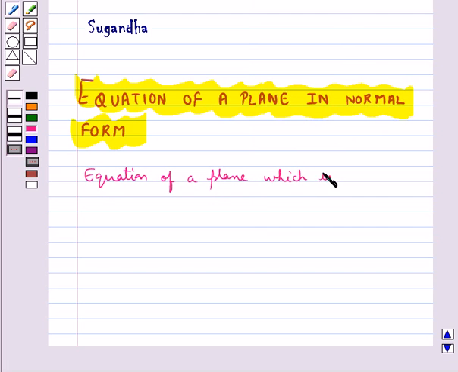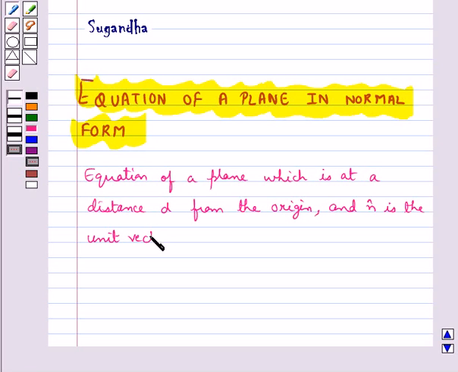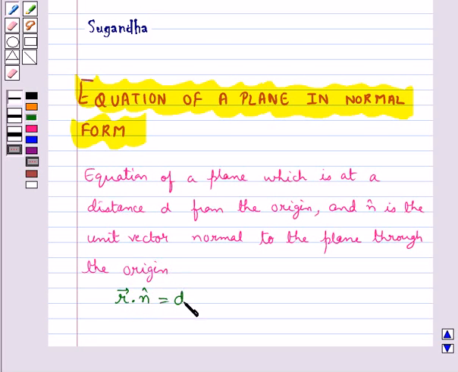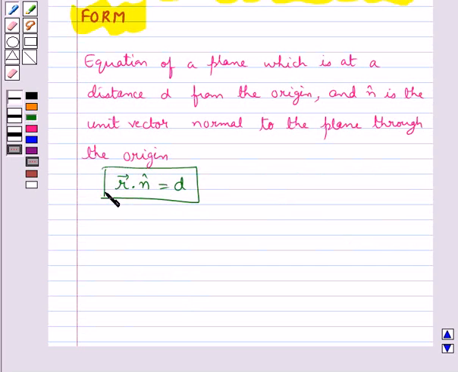which is at a distance d from the origin, and n cap is the unit vector normal to the plane through the origin, is given by vector r dot n cap is equal to d. This is the vector equation of the plane.